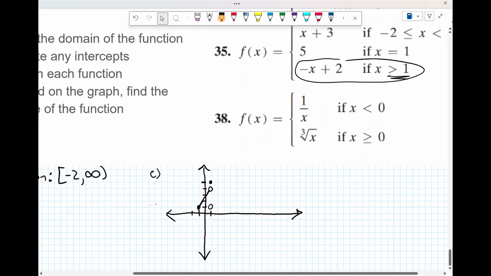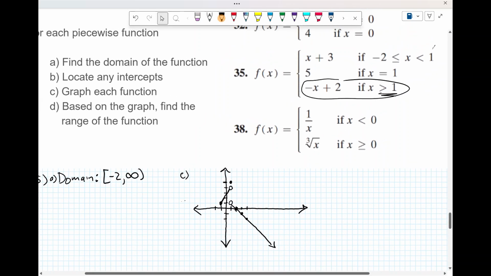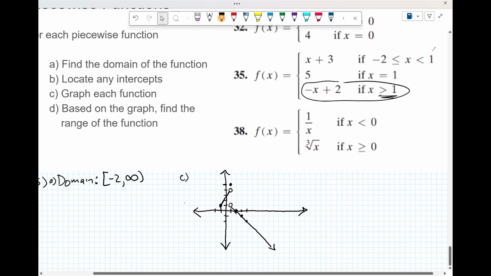And then what if I do the next number? What comes after 1 is 2. Negative 2 plus 2 is 0. So that goes here. If I plug in 3, negative 3 plus 2 is negative 1. If I plug in 4, I get negative 4 plus 2, which is negative 2, and you can kind of see what's going to happen. Now this keeps going in that same direction until infinity. And so that is my graph of this function.